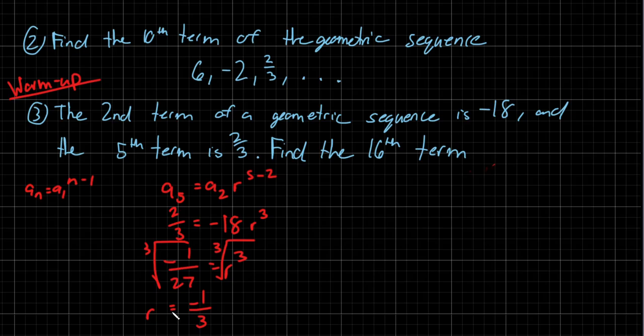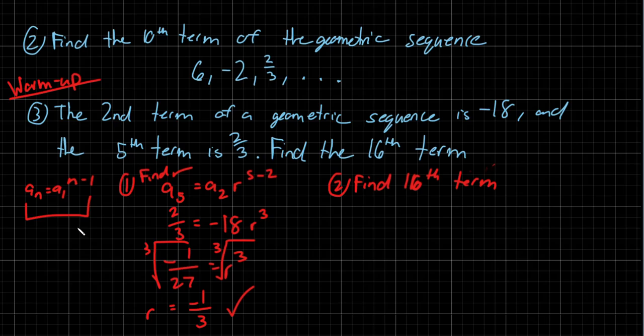Okay. What's my next step? I still need to find the 16th term. So that's done. This is the first step: find r. Done. Now I need to find the 16th term. What's the equation to the left? This is our standard geometric formula for finding the nth term. It should be r to the n minus 1.